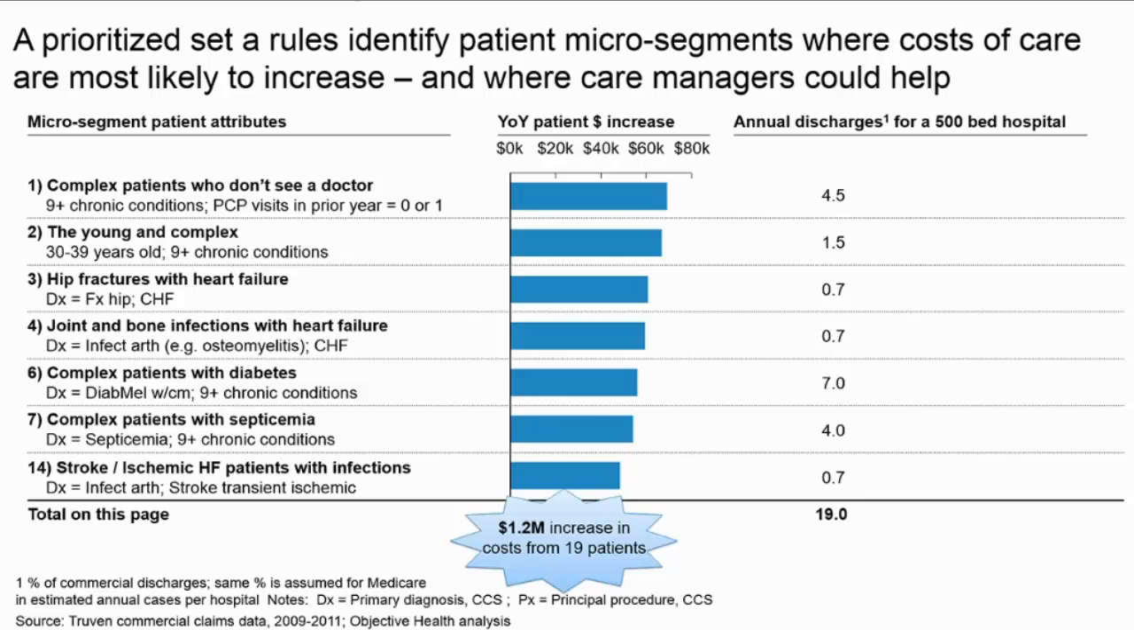The next one down, the young and complex, is people in their 30s with many complex conditions. The third one down, hip fractures with heart failure. This is actually not a cohort I've ever heard talked about in the research. It's a very small group, so a 500-bed hospital will probably see about one of these patients every year, and therefore you need to do analyses like we did on 30 million patients to be able to statistically say that this is actually an important group.